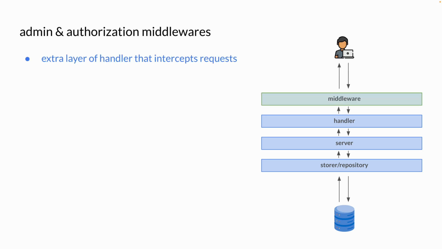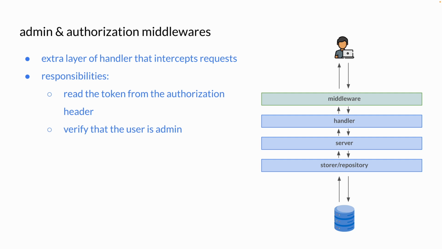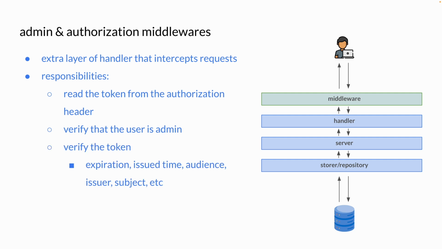Middlewares are really just another set of handlers that intercept HTTP requests and perform some pre-processing steps. Our admin and authorization middlewares are going to read the token from the authorization header, and our admin middleware is going to verify if the user is admin. We're also going to verify if the token has expired and some of the other fields such as issue time, audience, issuer, subject, and so on.